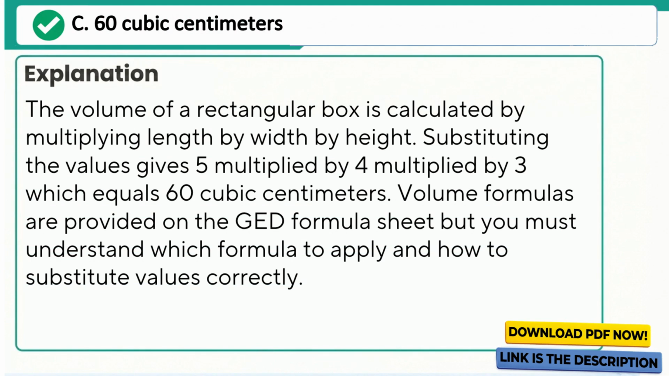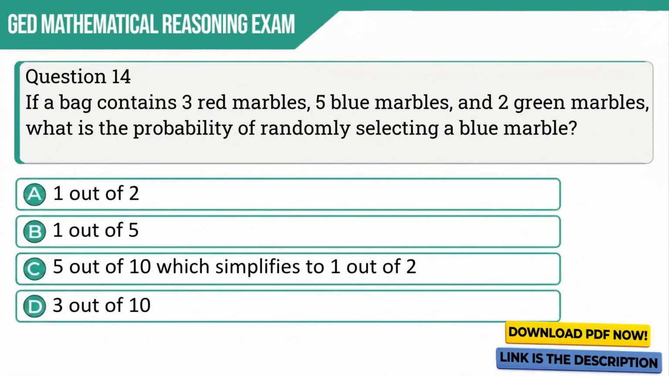Explanation. The volume of a rectangular box is calculated by multiplying length by width by height. Substituting the values gives 5 multiplied by 4 multiplied by 3, which equals 60 cubic centimeters. Volume formulas are provided on the GED formula sheet, but you must understand which formula to apply and how to substitute values correctly.